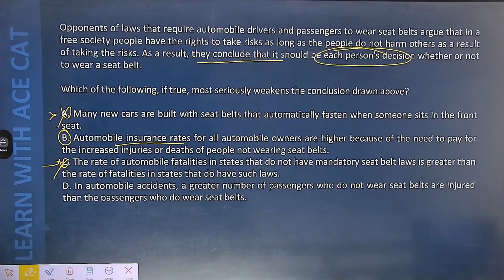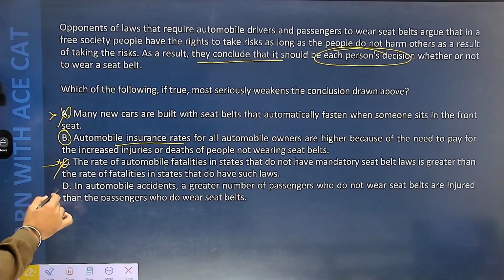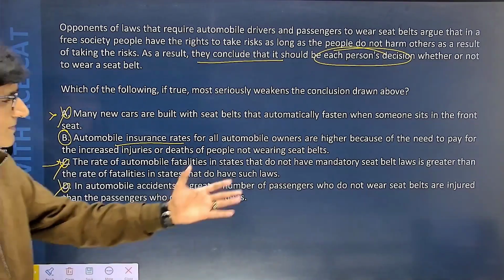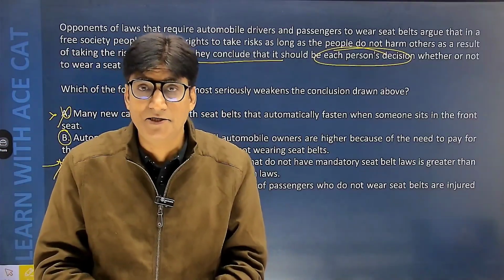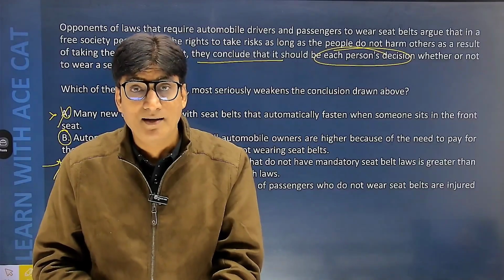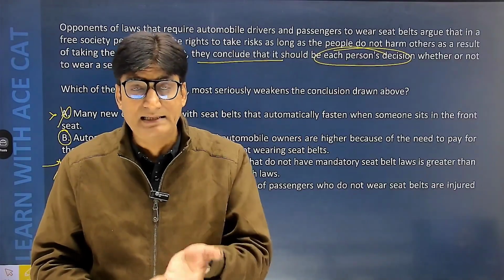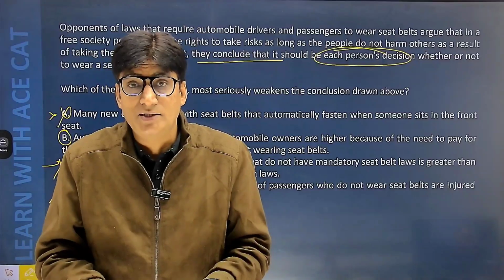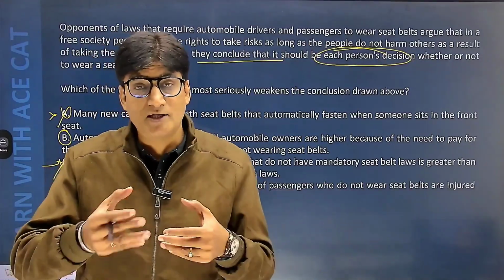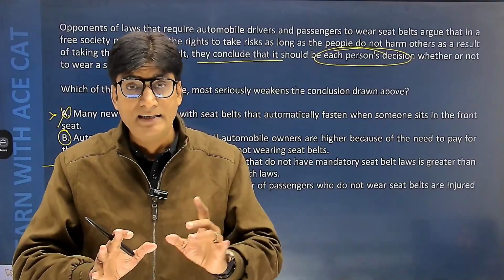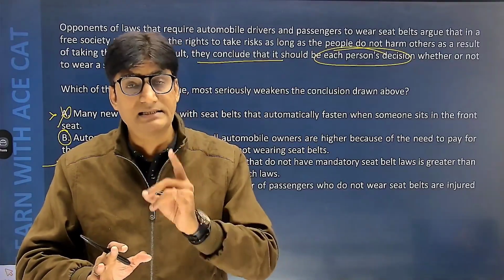Fourth, in automobile accidents, a greater number of passengers who do not wear seat belts are injured than the passengers who do wear seat belts. Again, the same logic. Even if this is happening, the people who are getting injured are saying, brother, if we do not wear a seat belt, we are getting injured. We are not hurting someone else. But at least we should have the freedom to get injured. So students, saying that they will get injured, so therefore it is compulsory, no. Fourth option is also not countering the conclusion.